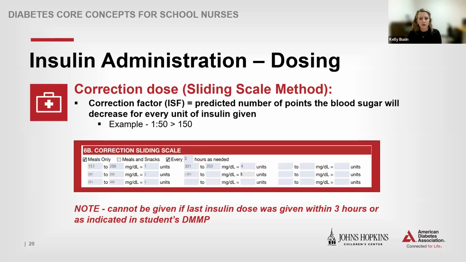But it's important to note that doing a manual calculation may occasionally result in a different value than what's determined on the sliding scale on your orders. And while it doesn't happen often, it can make a big difference in an insulin dose, especially for younger children who get small doses of insulin to begin with. So really you should use one or the other based on whatever the student is using at home.